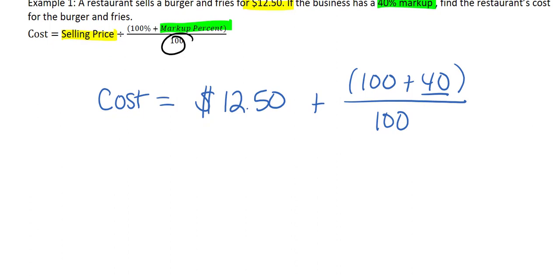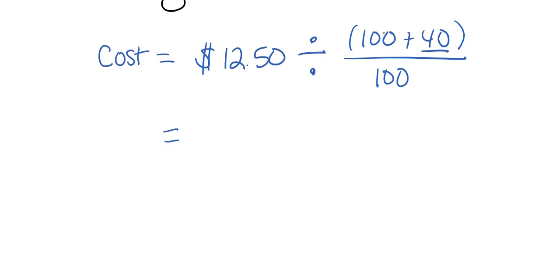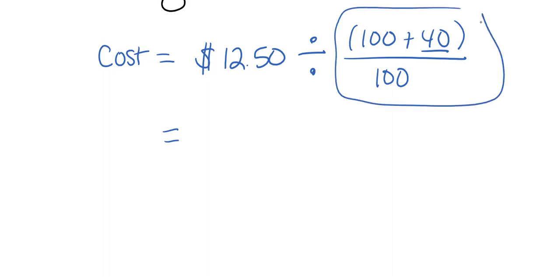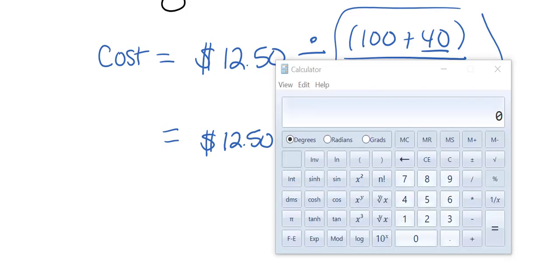Now I made one error here, and this is going to be divided by here. So let's go ahead and first work on this portion first. So we have $12.50 divided by 100 plus 40, right? That's 140 divided by 100, which is just 1.4. Now, if you aren't sure, let's get the calculator. 100 plus 40 and divided by 100, 1.4.